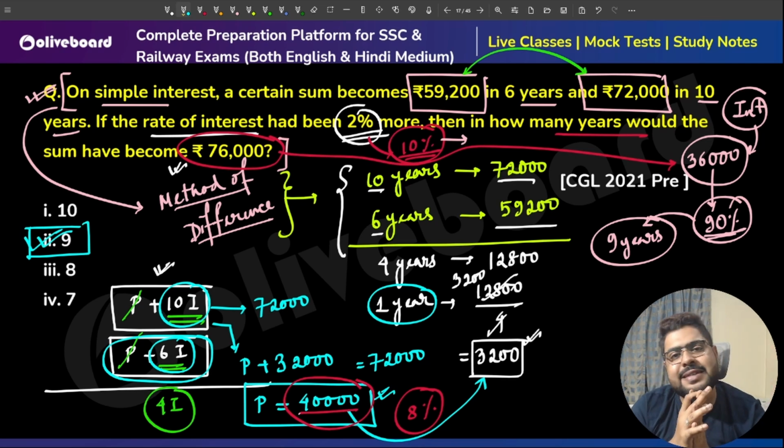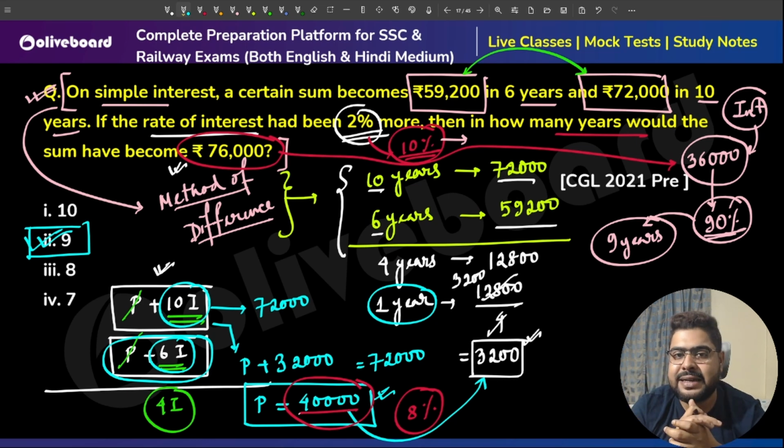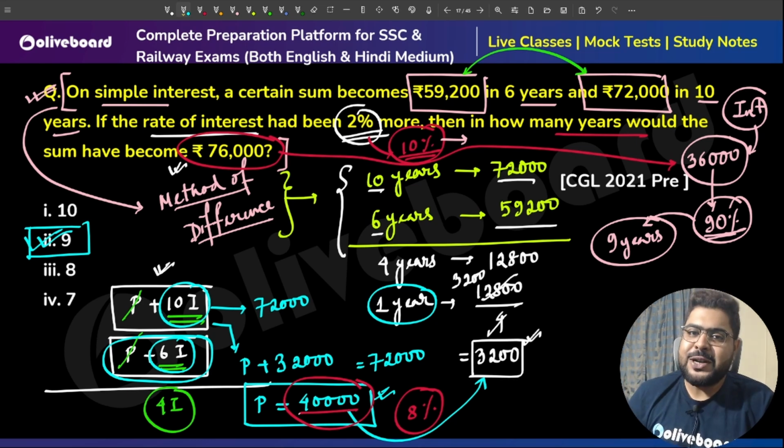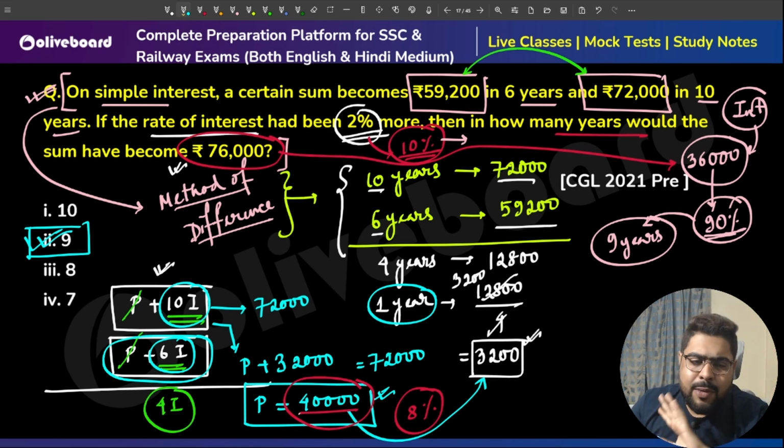Very, very, very simple questions once again. But again, you have to be able to manipulate the values in terms of percentage. You need to be able to do that. Once this concept is clear, simple interest, you will never get stuck on a single question of simple interest.